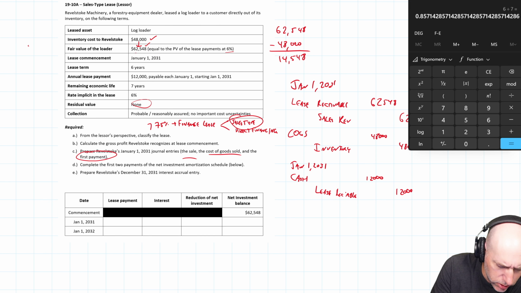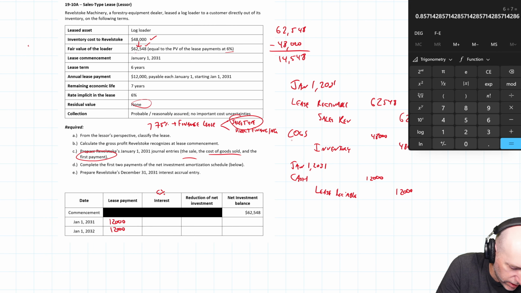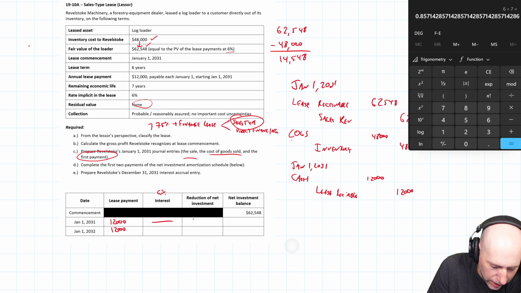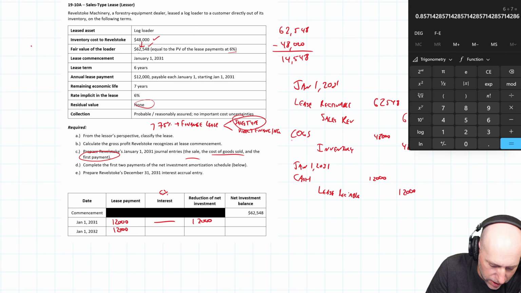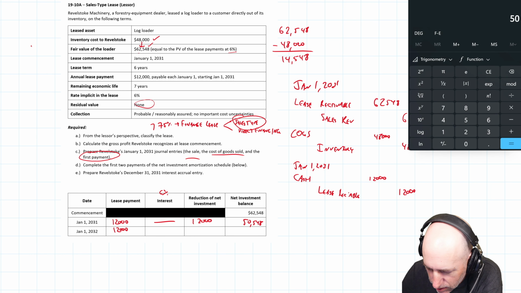Now it says complete the first two payments of the net investment amortization schedule below. Well, we know the payments are $12,000 each time. We know the interest is 6%. It's interest revenue in this case. So we go, oh, wait, the first payment happened on January 1st, 2031. There's no interest on that because it happened at time zero. So our net investment goes down by $12,000, so from 62,548 to 50,548.